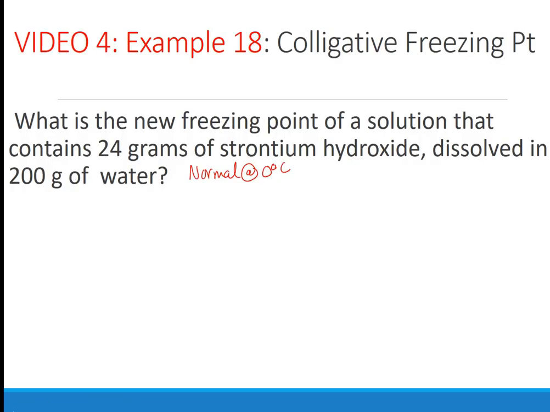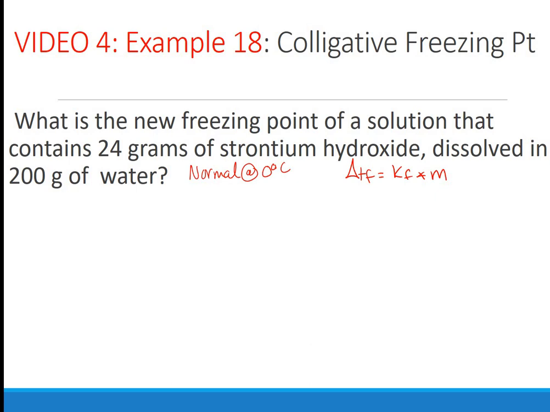So we're trying to figure out, when we add this strontium hydroxide, what is it now going to be freezing at? Again, it normally freezes at 0, but if we add strontium hydroxide, which is a solute, we should notice a freezing point depression. So we should notice that the freezing point is lowering. First of all, we know we're using our delta TF. Remember, delta just means change in, equals KF times M.